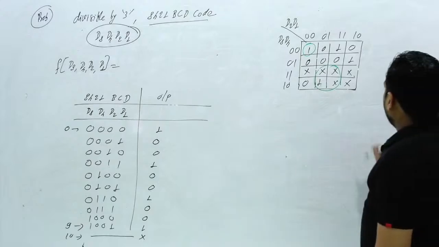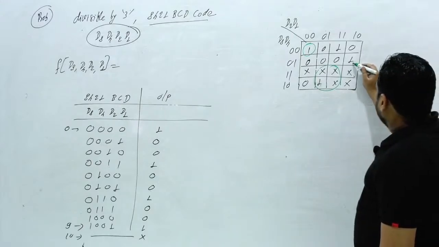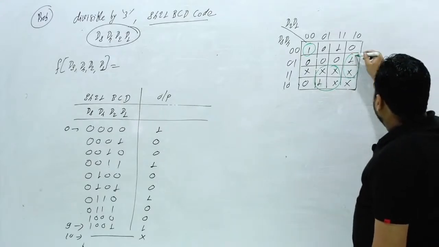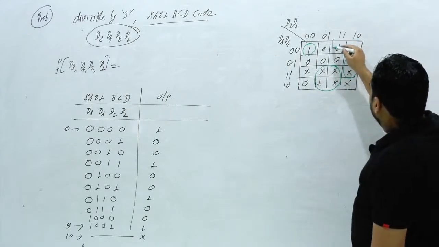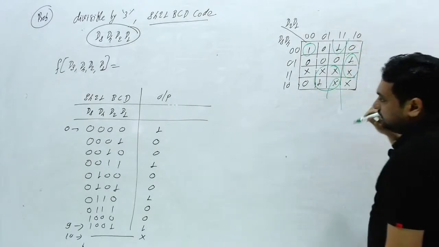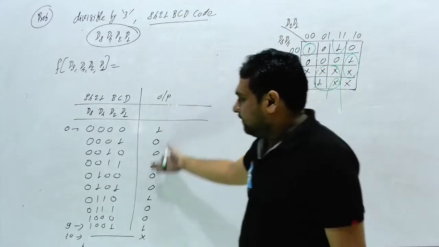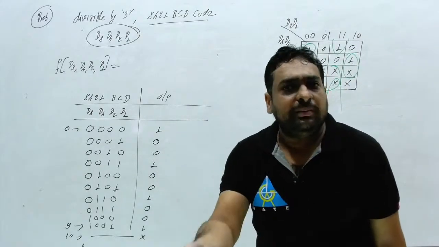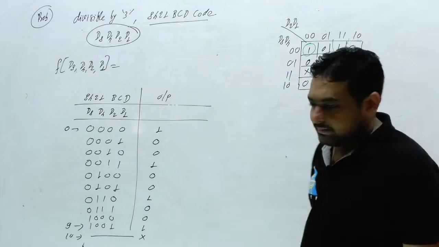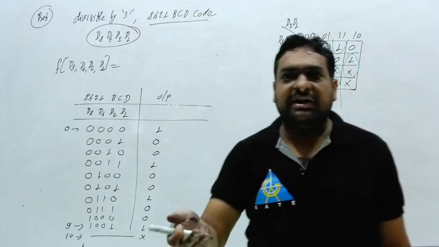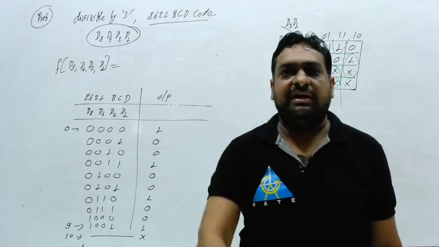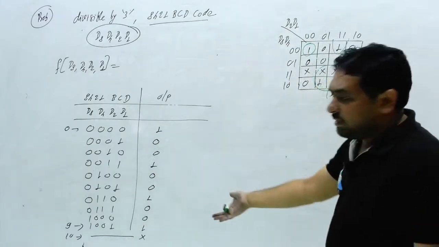Okay. Now, if you will target this one, this can be this group. And if you will target this one, this can be this group. You can also implement divisible by 2. You can also implement divisible by 4. Any function you can implement. You can also implement even number detector. You can also implement odd number detector. Anything you can implement from here.